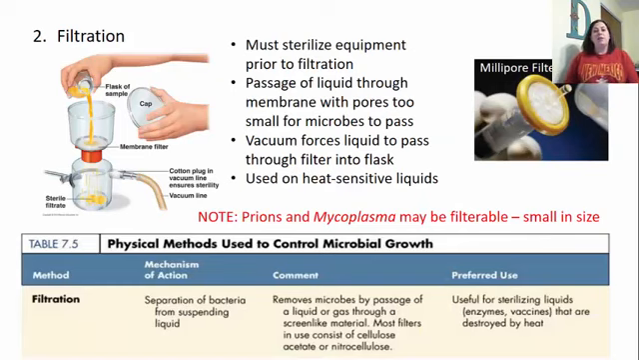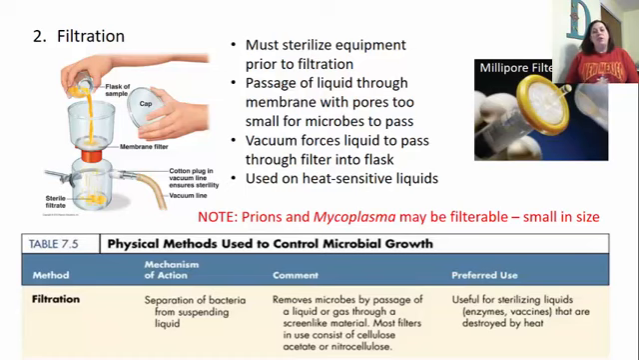Another thing we can look at is filtration. Filtration, we must sterilize the equipment prior to doing the filtration. So all the equipment needs to make sure it's been sterilized. You can maybe use an autoclave, an oven, things like that. Passage of the liquid through membrane with pores too small for microbes to pass. All right, so the liquid can pass through, but the microbes cannot.